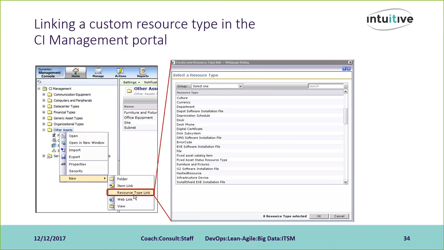To create this link in the CI Management portal, in the left pane, you would choose a folder. Actually, you'd right-click on that folder and select New Resource Type Link, and then you'd select the custom resource type and hit OK.